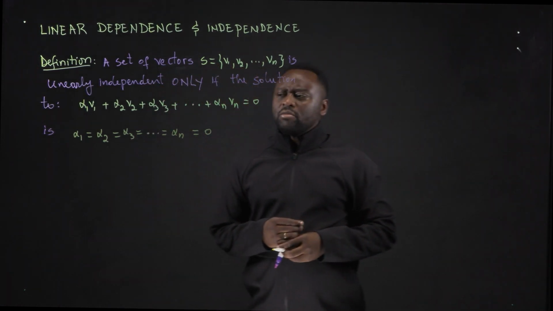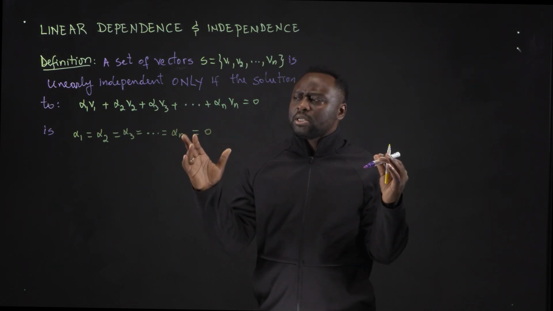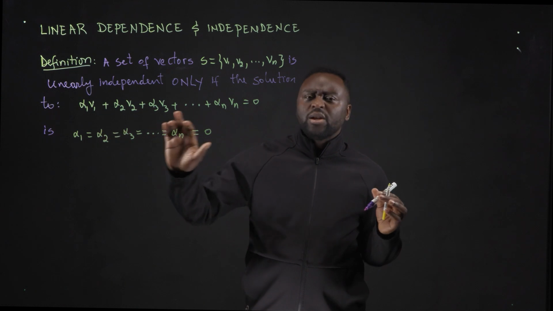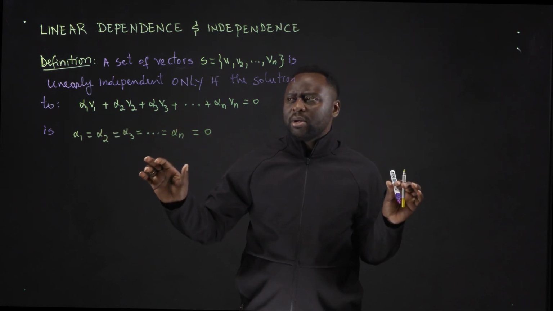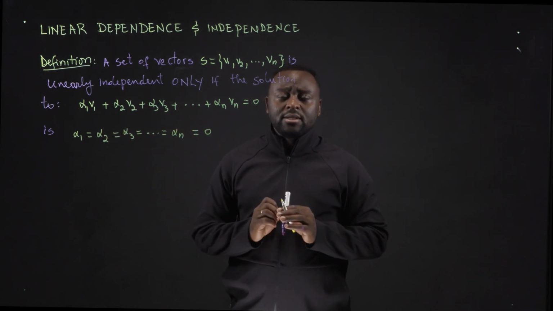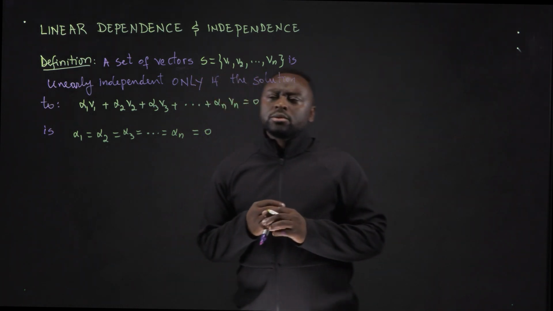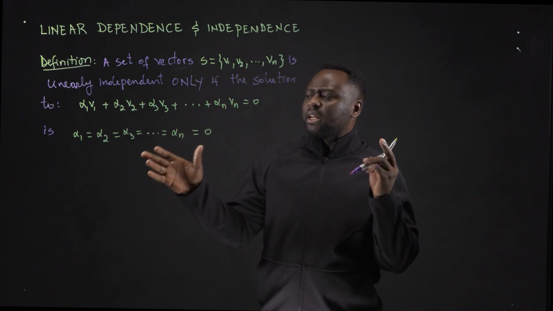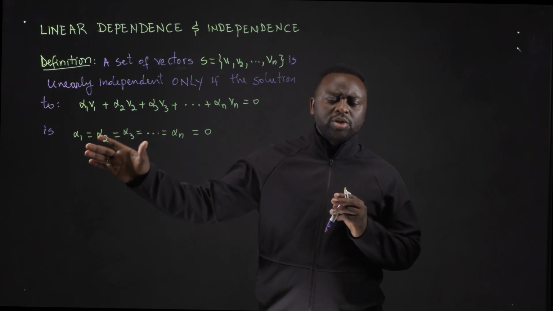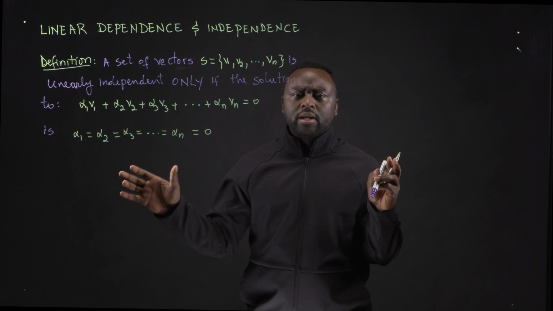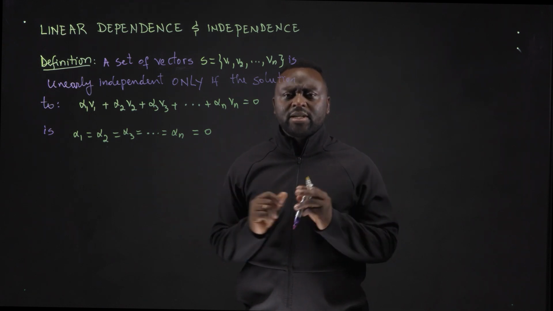Okay, so if this is the definition, if one of these alphas is not 0, then we can conclude that it is linearly dependent. In that case, we will say that the set is linearly dependent. If any set of vectors has only this trivial solution, then we will say that the system is linearly independent. Okay, so let's take some examples and see.